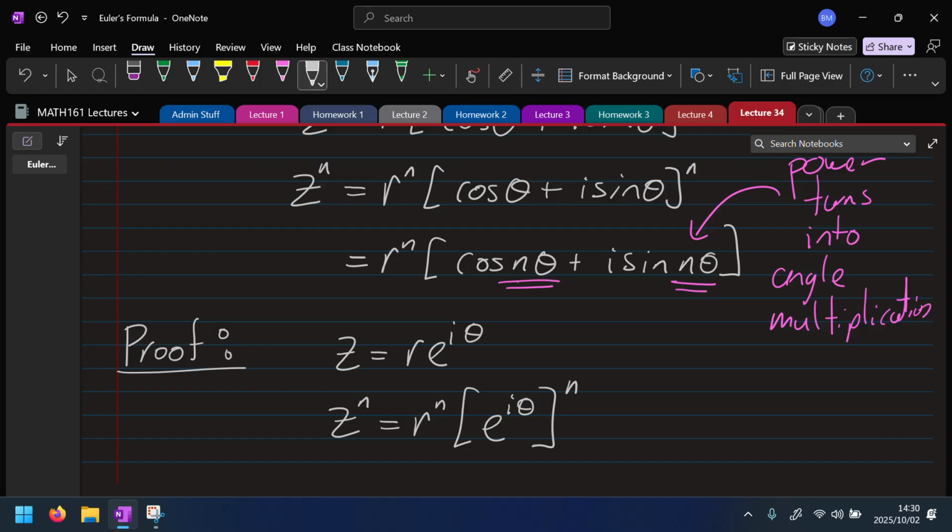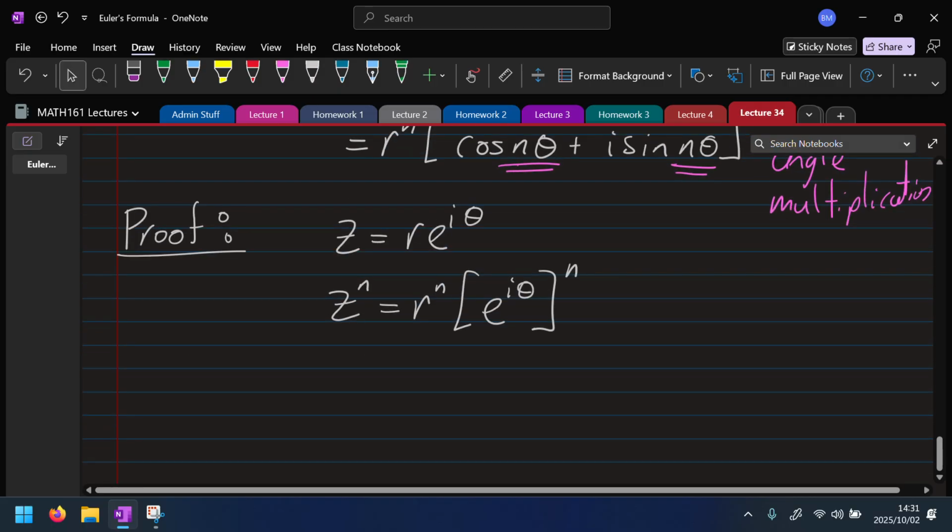So we have that. Now, what we're going to do is write out that right-hand side there 2 different ways, and that will give us our proof. Okay, so there's no calculations or anything. All we're doing is writing that out 2 different ways, and we've got our answer. So let's write it out the first way.